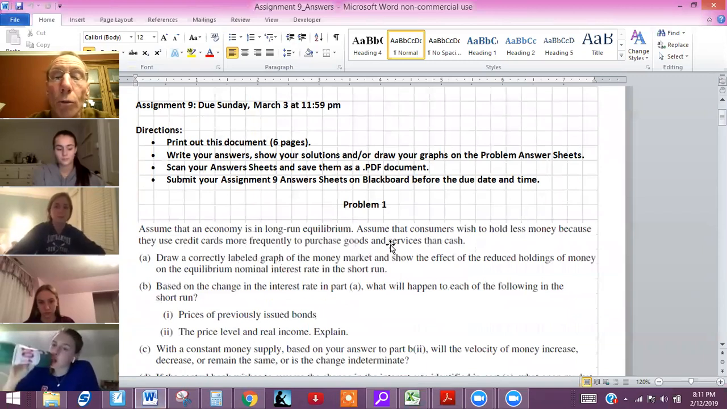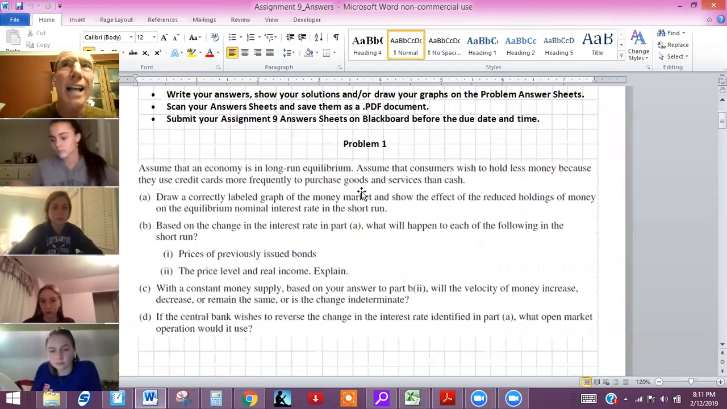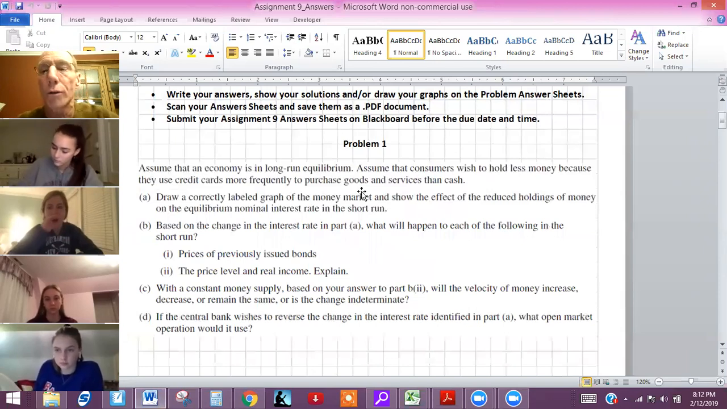So the first thing we have to do here is draw a market graph showing that consumers are going to hold less money because they're going to start using their credit cards more. If consumers need to have less cash, that means money demand is going to decrease. So that's what we want to start off with thinking about.